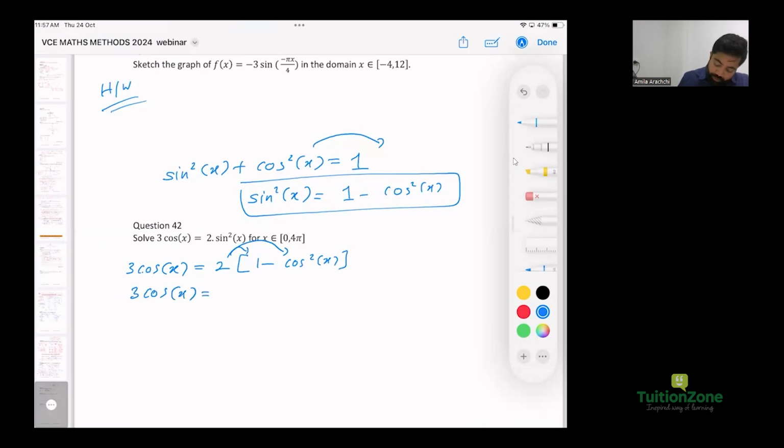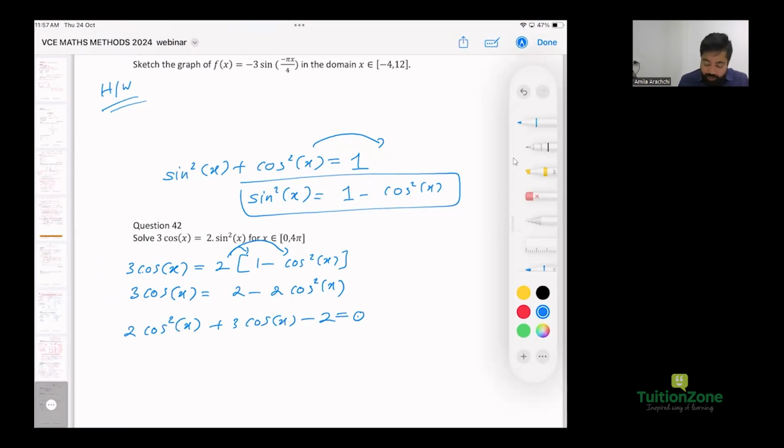3 cos x is equal to 2 minus 2 cos squared x. I'll take everything into the left-hand side, which is 2 cos squared x plus 3 cos x minus 2 equals 0. What does it look like? Almost like a quadratic. Yeah, quadratic, so you can factorize.